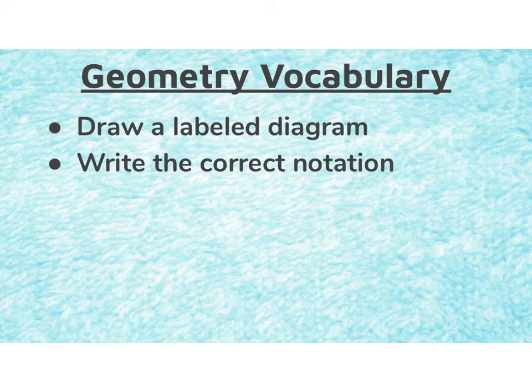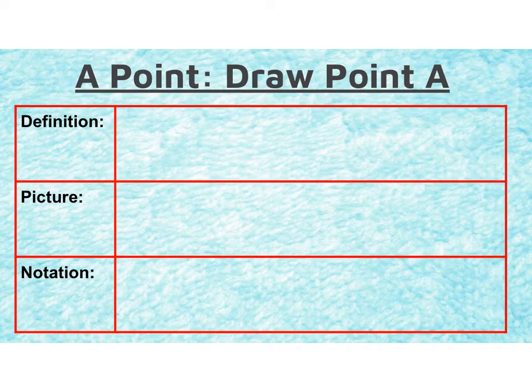When we're doing geometry vocabulary, I will often ask you to draw a labeled diagram and to write the correct notation. So we're going to use this table for each one. I'm going to include a definition, a picture, and a notation, and these should get into your notes. So if I ask you to draw point A, we'll start with that picture. Point A. That's how we draw it.